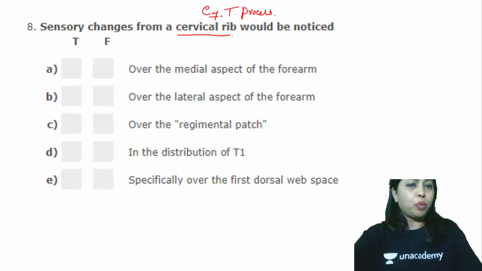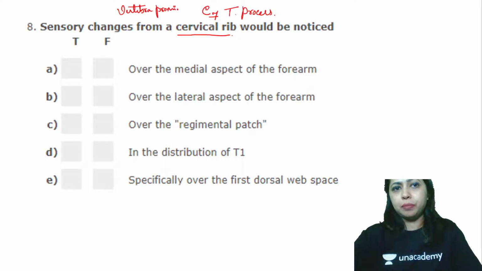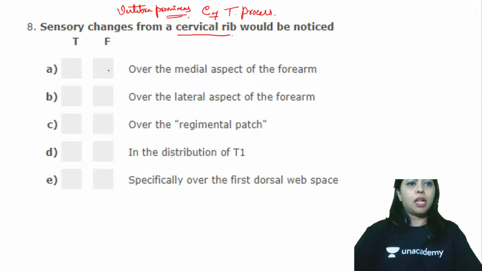And C7 is a very important vertebra. It is also called vertebra prominens. So here you can see the sensory changes from a cervical rib would be over the medial aspect of the forearm. So what nerve do you think would get compressed from the cervical rib? Over the medial aspect of the forearm, over the lateral aspect of the forearm, over the regimental patch or the badge area, in the distribution of T1, specifically over the first dorsal web space.